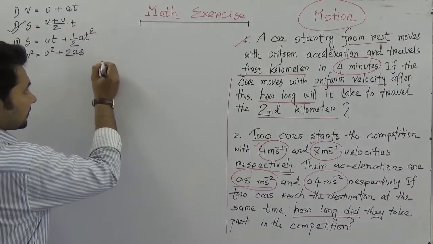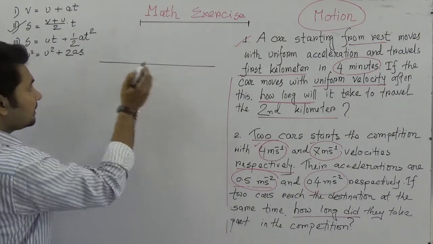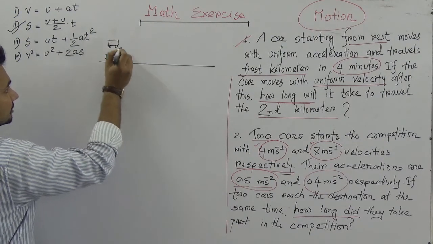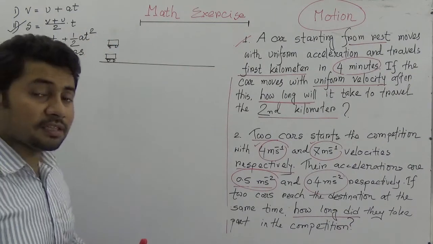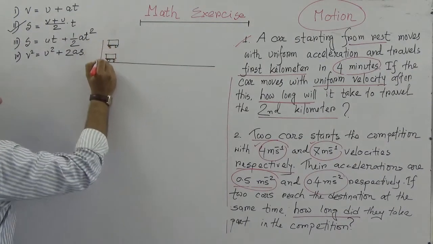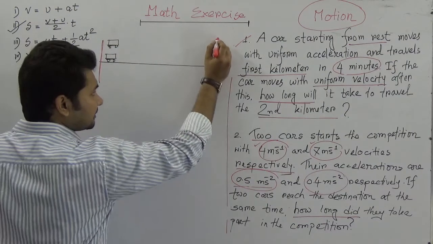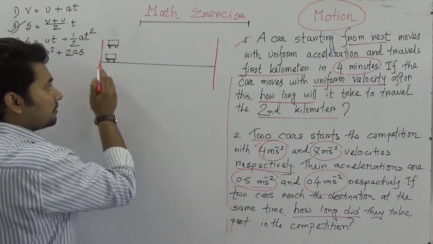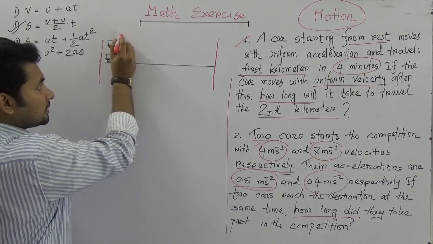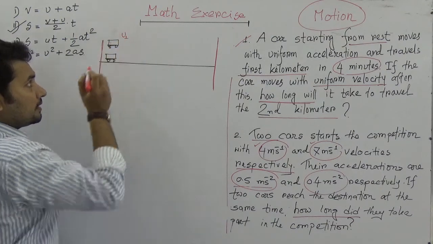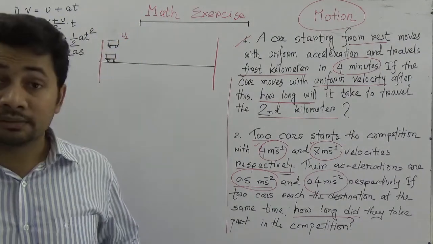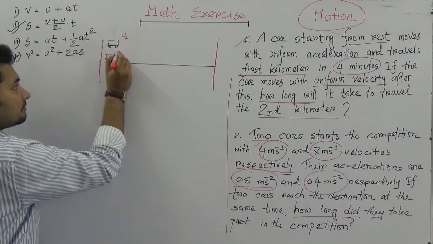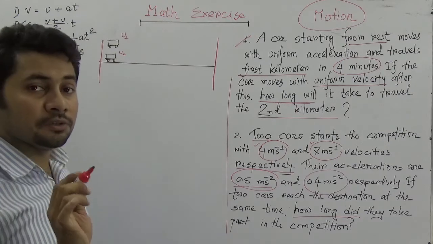So if we draw just a pathway, there is a car and there is another car. They're moving. Both cars have the same starting point, and fortunately they will have a very similar ending point too. So this is the first car. We have the initial velocity of the first car, which we can write as u1, and also the initial velocity of the second car, which is u2.